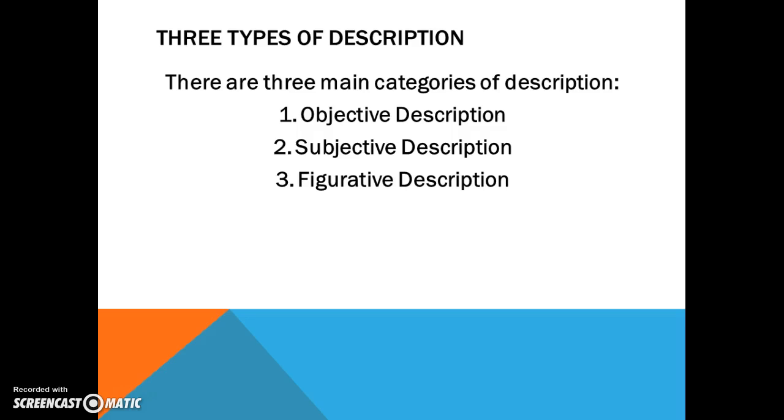As we're thinking about description, we want to think about three different categories or three different types of description. Objective description, subjective description, and figurative description. Keeping these things in mind can help you add some variety to your language and to make your writing very dynamic.